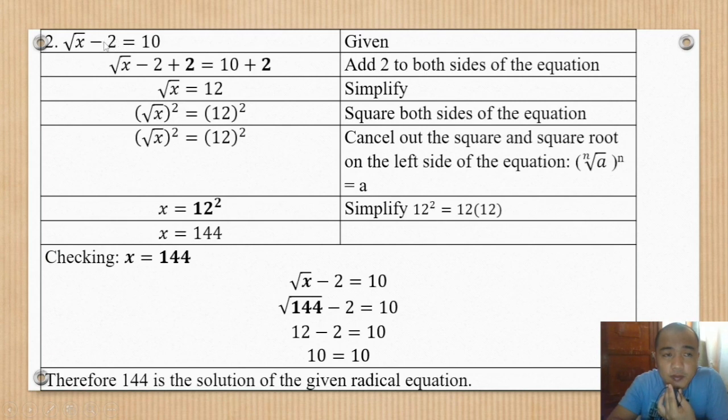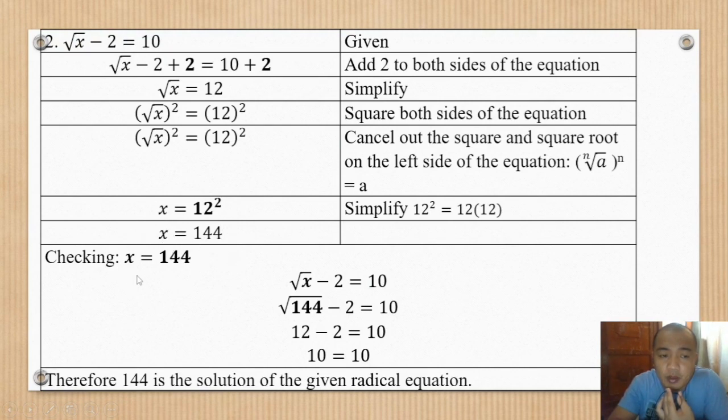Or in short, you transpose minus 2 here to the right side of the equation. 10 plus 2 is 12. So from this equation, square root of x equals 12, we can now square both sides of the equation and cancel out the square and square root on the left side of the equation, because by the rule, nth root of a raised to n is a. So square root of x squared is x, and we square 12. 12 times 12 is 144. Therefore, the value of x is 144.